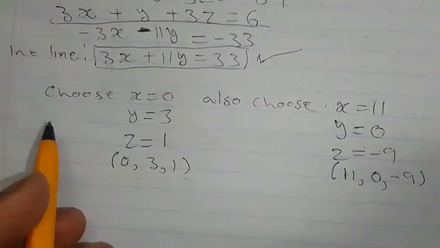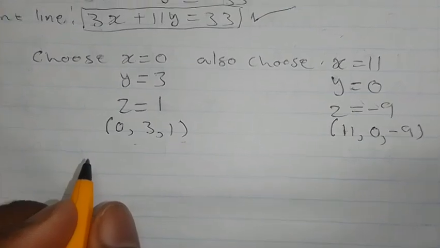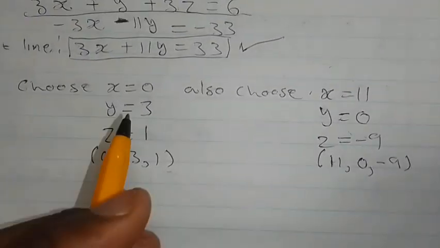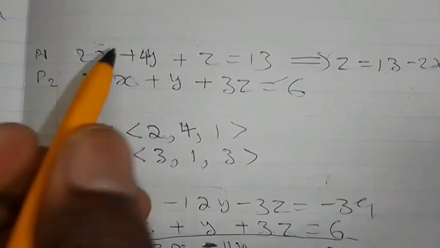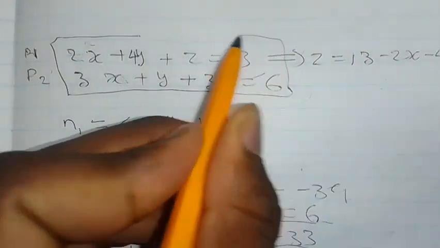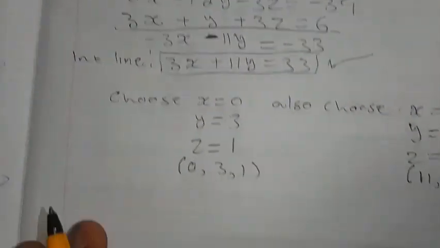Now, what if they are looking for the parametric equations of where these two planes intersect? Basically, we're looking at these two planes. So where do these two planes intersect? Let's say they want the parametric equations of where the two planes intersect.